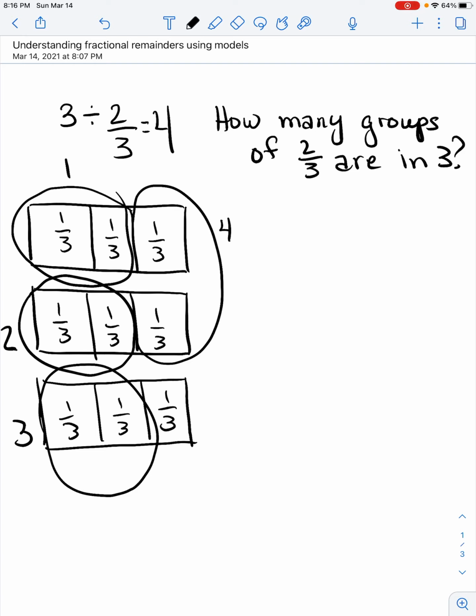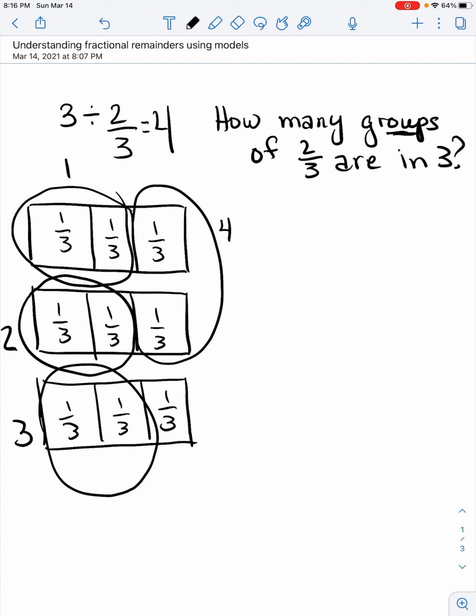And so you may think that my answer would be 4 and 1/3, because after all, the piece that's left is 1/3. And that's where the discussion comes in. Because if you remember, I said that this is an important question. Why? Because we want to know how many groups there are in 3. And what does a group mean? A group in this case means 2/3.